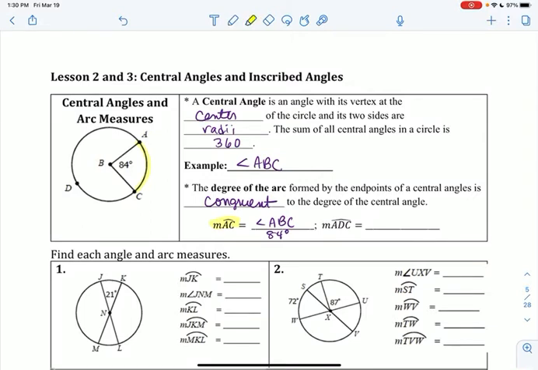The measure of arc ADC, remember that's a major arc. I'm using 3 letters, so that's talking about this arc right here that I'm drawing in green. That would be equal to 360 minus 84, because remember a full circle is 360 degrees.